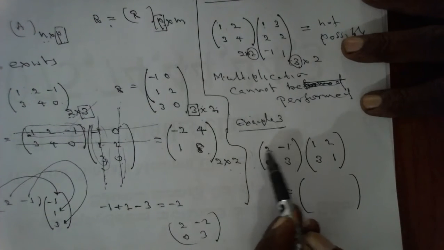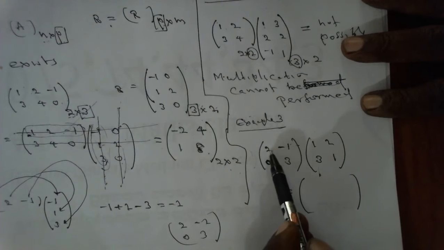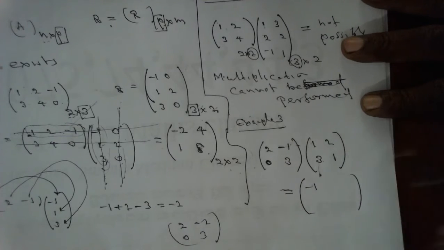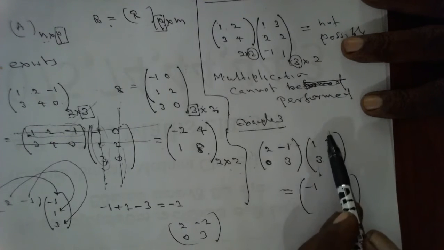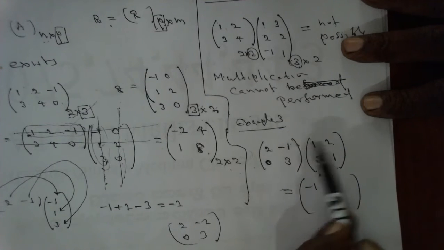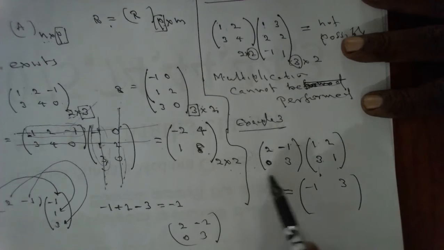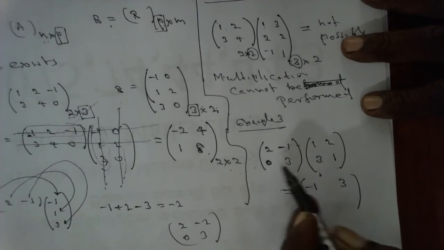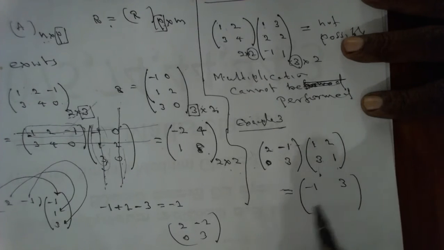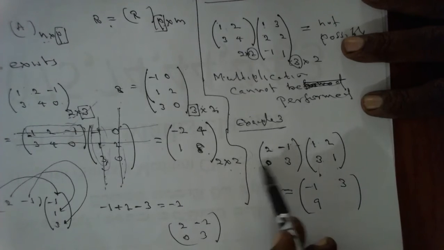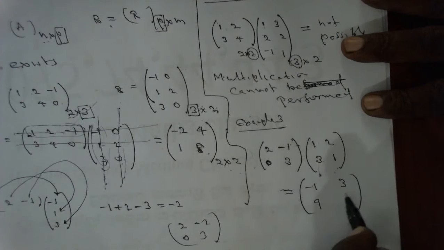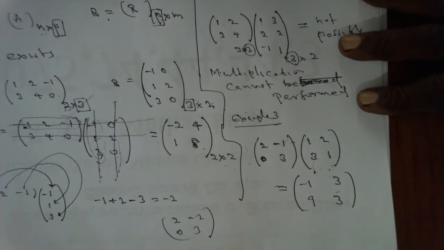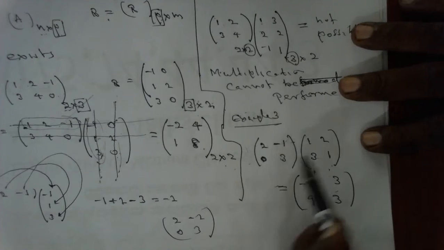Now if you multiply this row with this column, 2, minus 3, minus 1. If you multiply this row with this column, 4, minus 1, 3. If you multiply this row with this column, 0 into 1 is 0, 3 into 3 is 9, so 9. If you multiply this row with this column, 0 plus 3, 3. Like this. Do you want me to repeat it? Yes, sir.